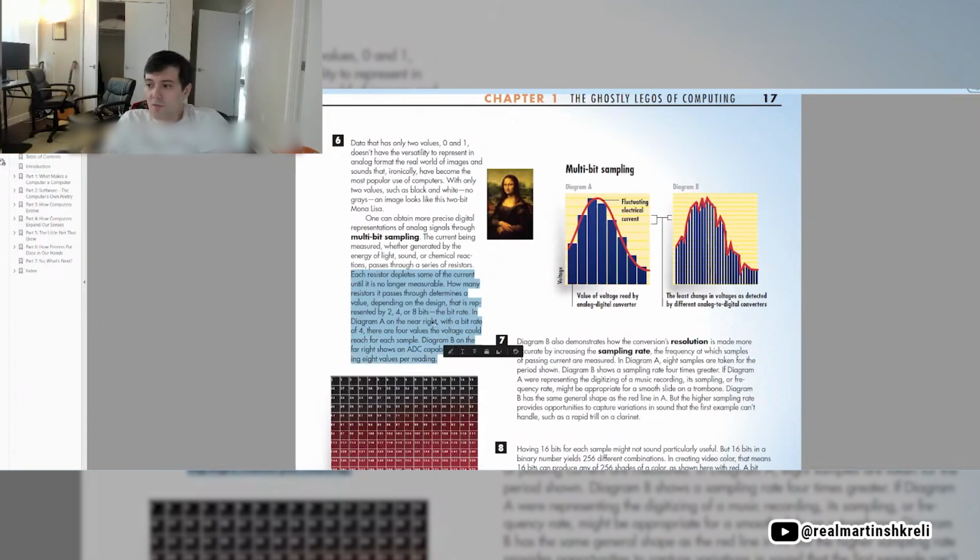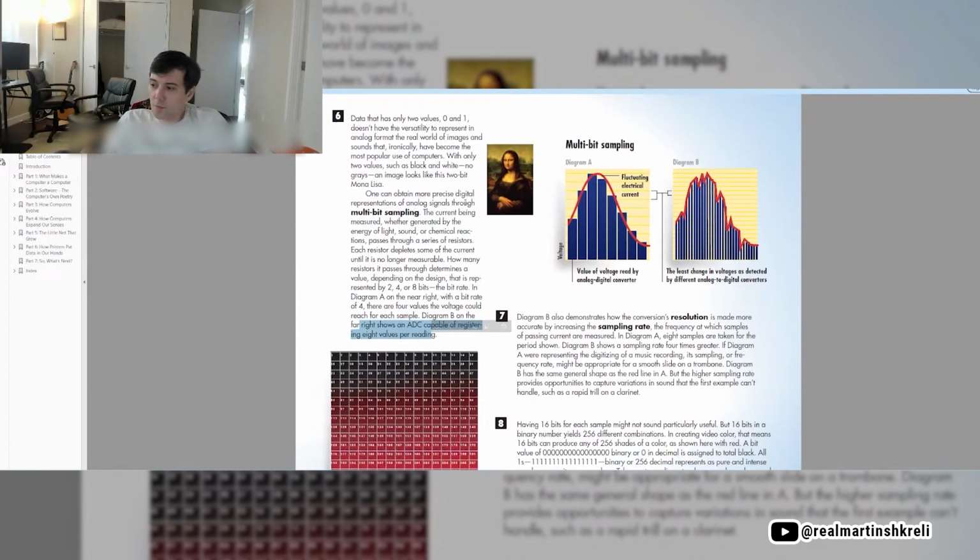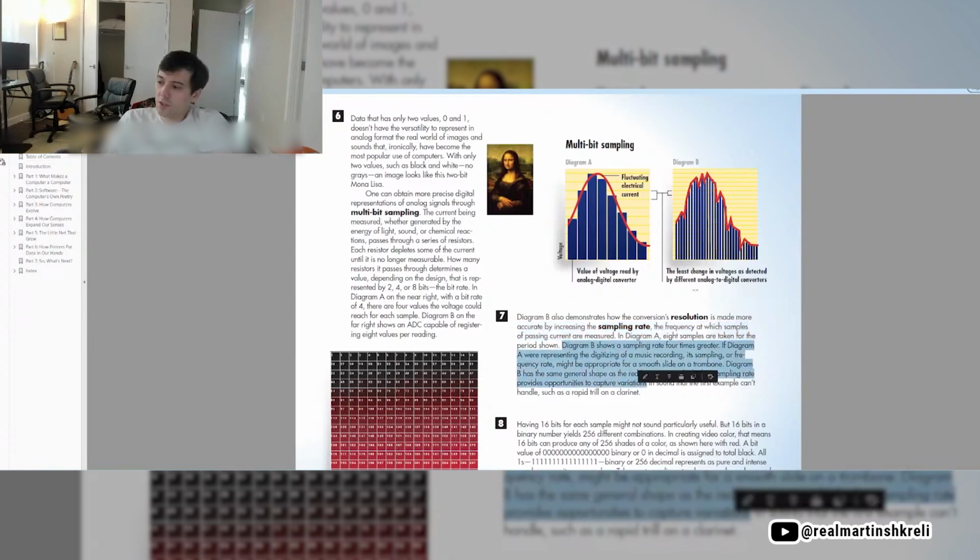In diagram A on the far right, with a bit rate of 4, there are 4 values the voltage could reach for each sample. Diagram B on the right shows an ADC capable of registering 8 bits per reading. Diagram B also demonstrates how the conversion's resolution is made more accurate by increasing the sampling rate, the frequency at which samples of passing current are measured. In diagram A, 8 samples are taken for the period shown. Diagram B shows a sampling rate 4 times greater.